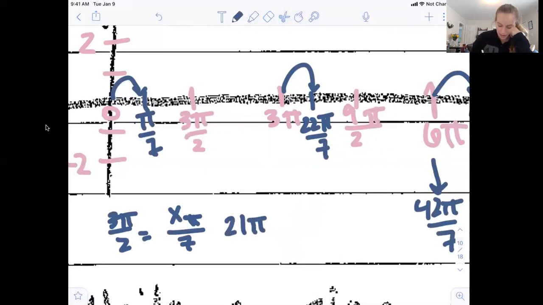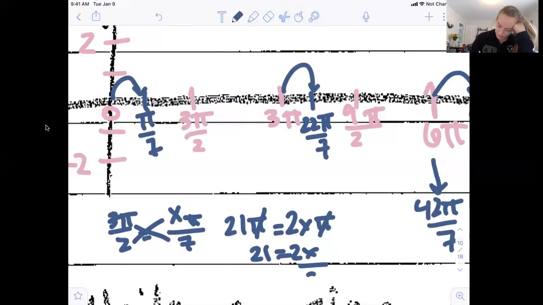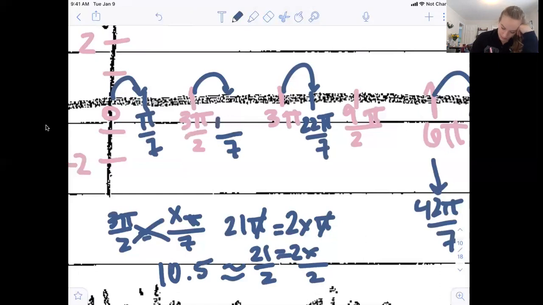So I've got 21 pi equals 2x pi. I cross multiplied. The pi's cancel out. So I've got 21 equals 2x, and then divide by 2. X just equals 21 divided by 2. We're just going to leave it as a decimal or a fraction today. So when I move this pi over 7 over, it's going to be 21 over 2, which is about 10.5. So 10.5 pi.